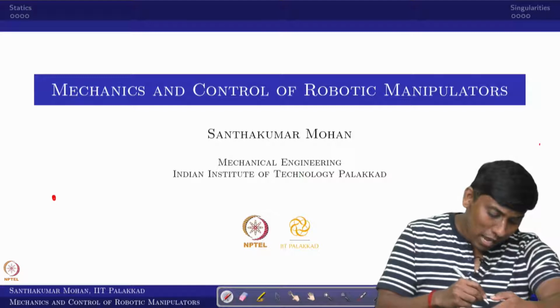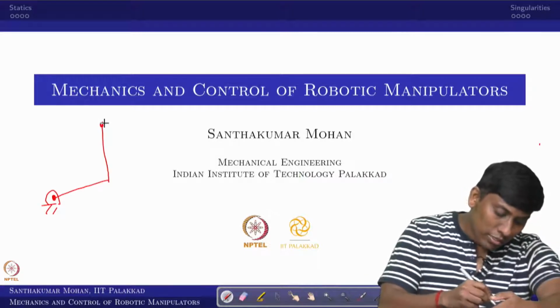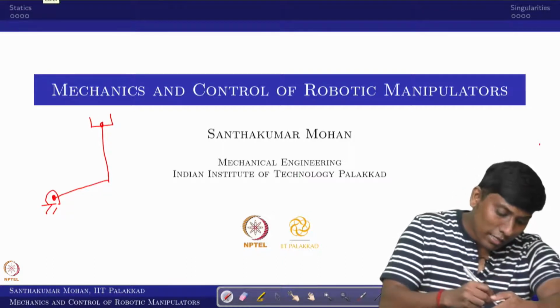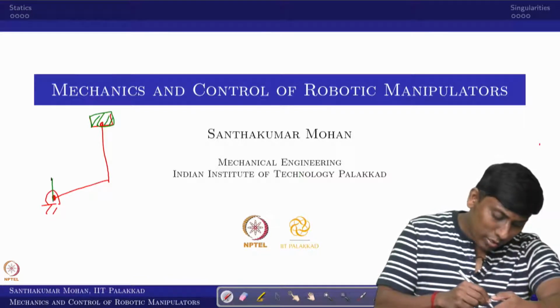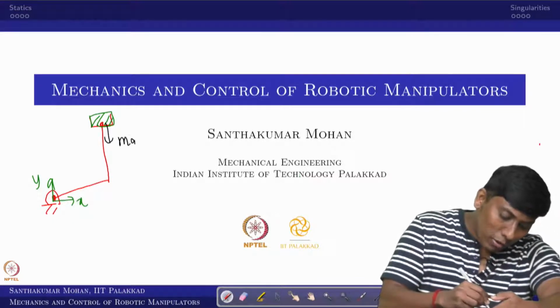What does that mean? For example, I have a 2R serial manipulator. This 2R serial manipulator has an end effector. This end effector is carrying a load, which I assume is a mass. So it has y and x axes, and there is gravity, which is pulling the mass down.